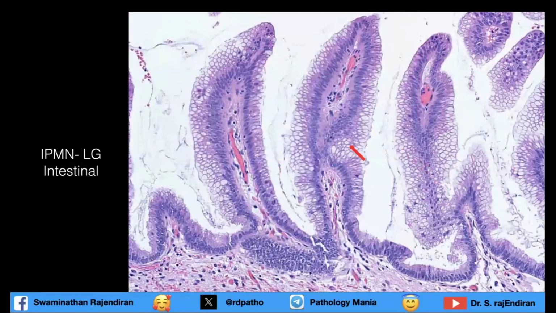Here you can see a lot of goblet cells, and they are arranged in villi. These are like intestinal type of IPMN, again low grade.